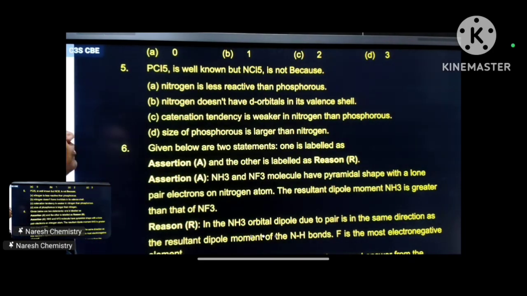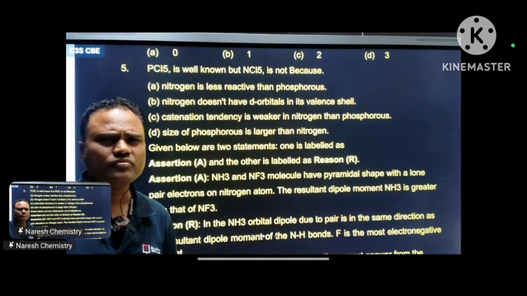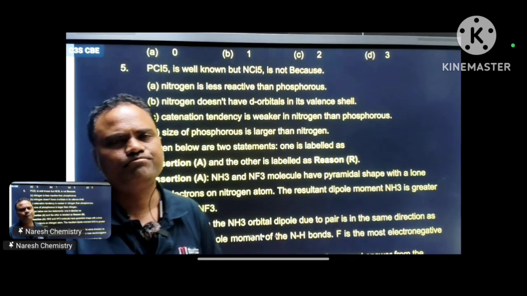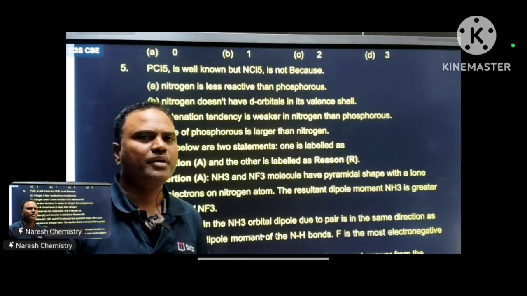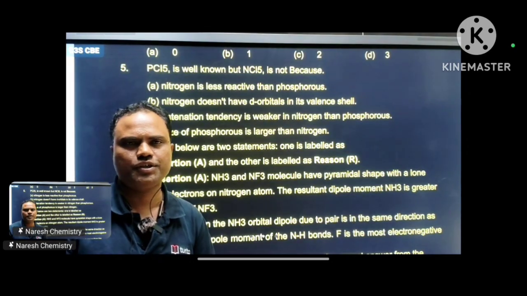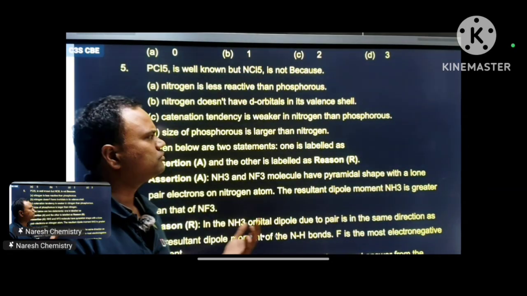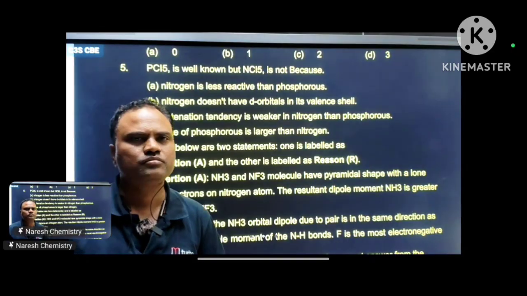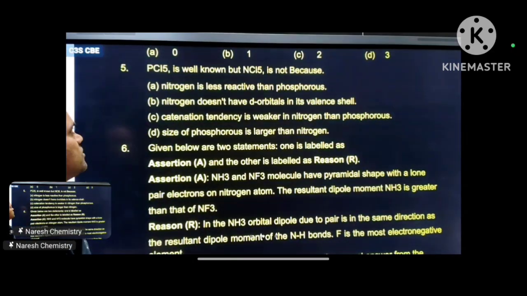PCl5 is well known, but MCl5 is not. Actually, this is a p-block element question, a second year inorganic question. PCl5.